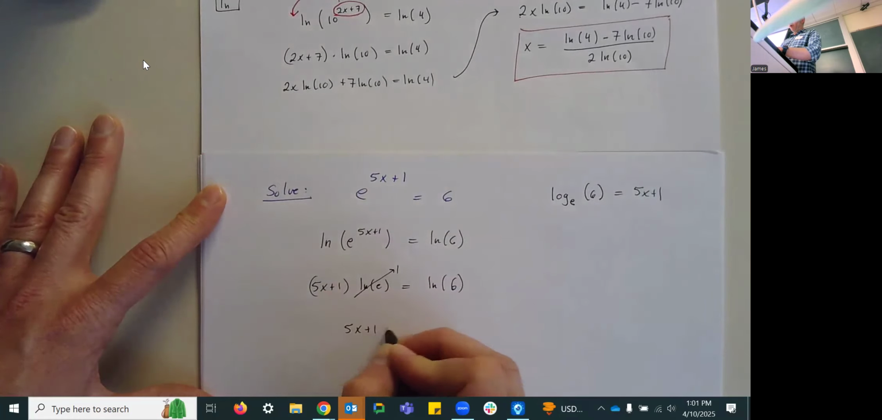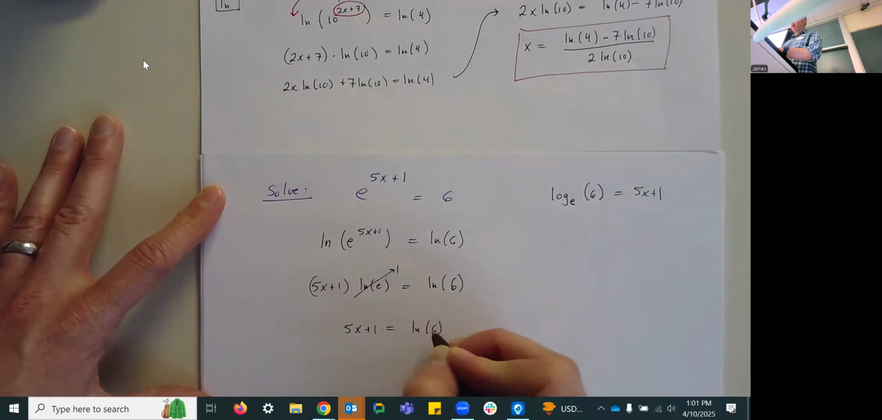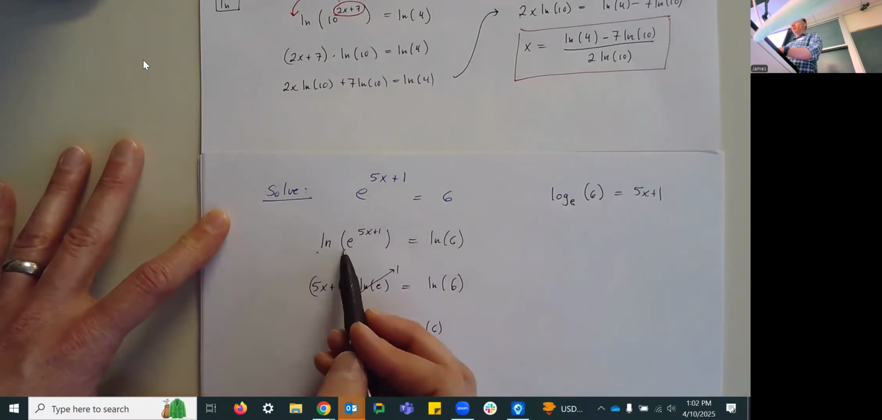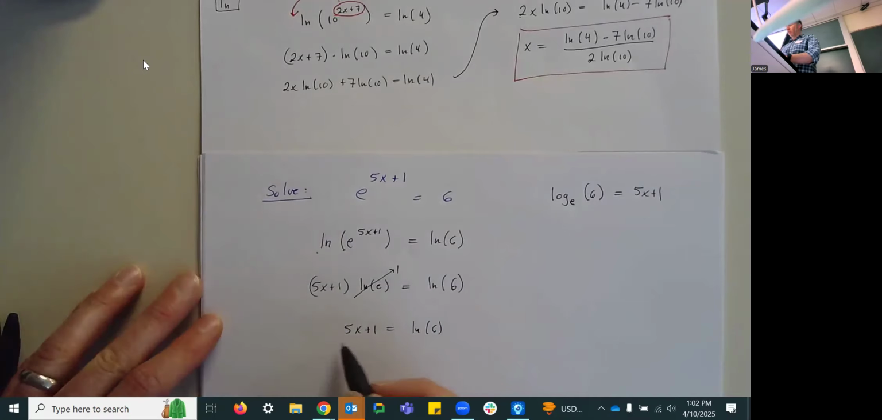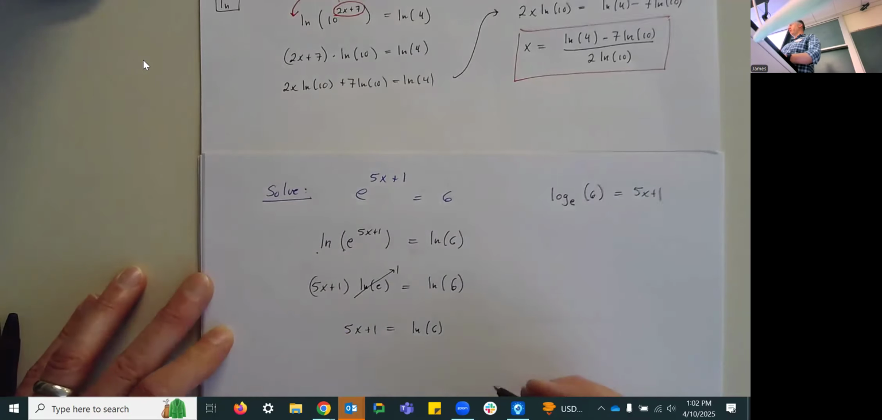Or if you prefer, you could say to yourself, well, I know the natural log of e to some stuff. Those two things undo each other, and we just end up with the stuff, which is 5x plus 1, which is exactly what we've got. Either way is totally fine.